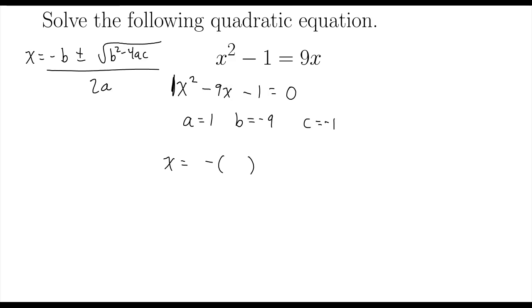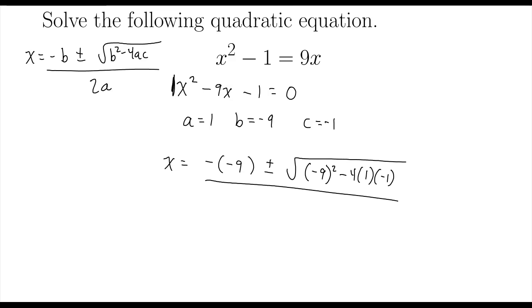Negative b is negative 9 plus or minus the square root of b squared, so negative 9 squared, minus 4 times a times c, all over 2 times a. Negative 9 is a positive 9. Negative 9 squared is 81. Negative 4 times 1 times negative 1 is a positive 4. And 2 times 1 is 2.